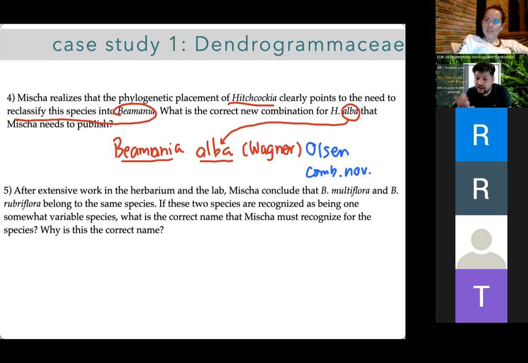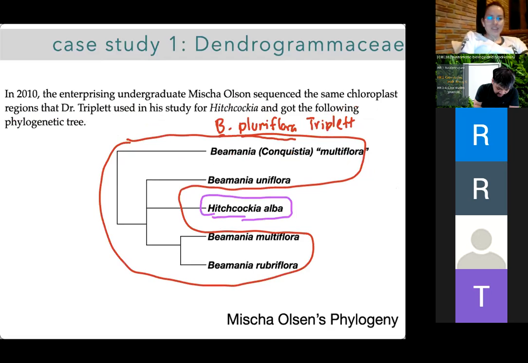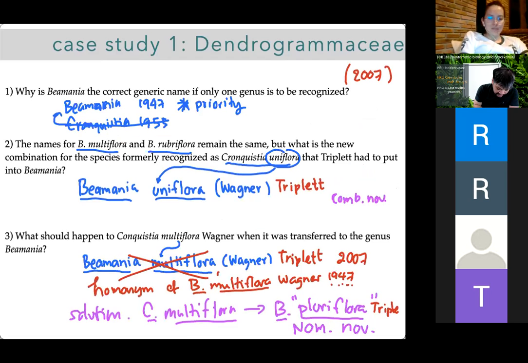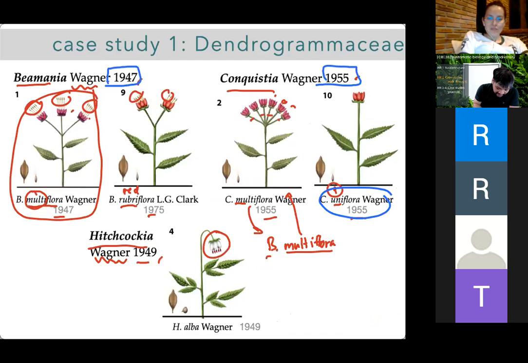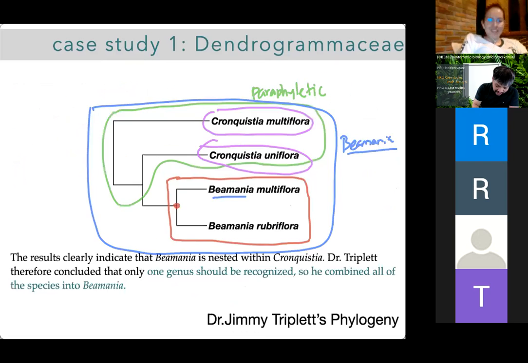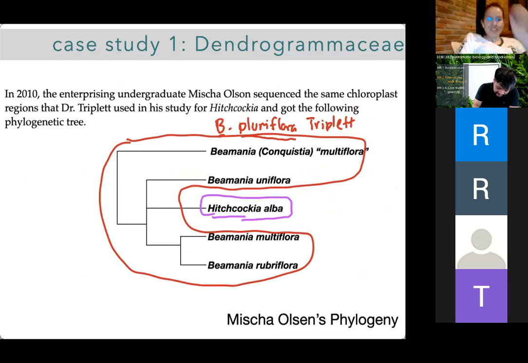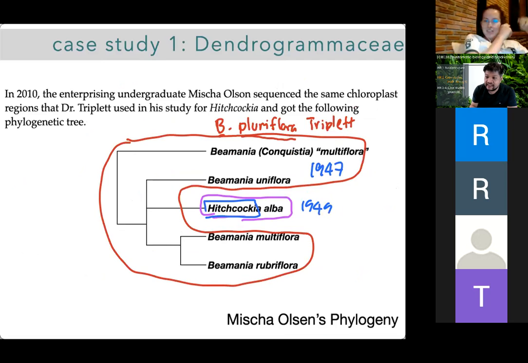So what if Hitchcockia is older? Then, okay, let's move back here. Good God, right? Because it's only 2 years apart. Beemania is 47 and Hitchcockia is 49, so it is 1947, 1949. So if the Hitchcockia genus is older, then yes, all become Hitchcockia, exactly. And this causes more problems than you think. There's so many things that happened before.